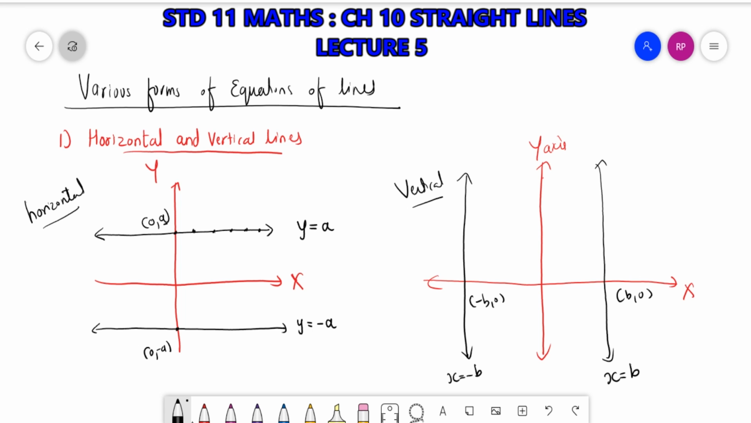Clear? So remember, when the line is vertical, the equation of the line will be x equal to b. When it is horizontal, y equal to a. Clear? Means parallel to the x-axis, y equal to a. Parallel to the y-axis, x equal to b. These are the equations of horizontal and vertical lines. Okay? So first, note down this.